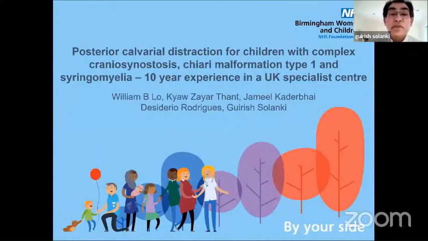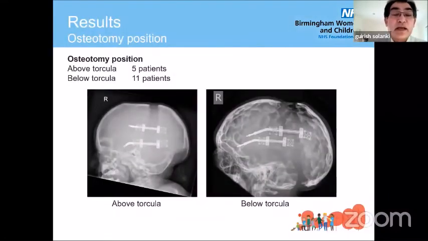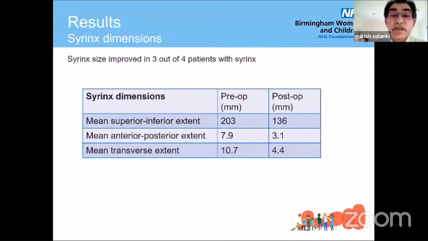We then recently published our data of posterior calvarial distraction for children with complex craniosynostosis, Chiari malformations, and syringomyelia, 10-year experience. And that shows that in children with craniosynostosis who had Chiari and syringomyelia, there was a significant reduction in both. With 3 out of 4 patients with the syrinx having a syrinx improved or completely deflated, with regression of the hindbrain hernia in all cases.